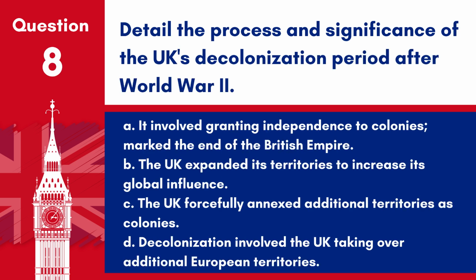Question 8. Detail the process and significance of the UK's decolonisation period after World War II. A. It involved granting independence to colonies, marked the end of the British Empire. B. The UK expanded its territories to increase its global influence. C. The UK forcefully annexed additional territories as colonies. D. Decolonisation involved the UK taking over additional European territories.